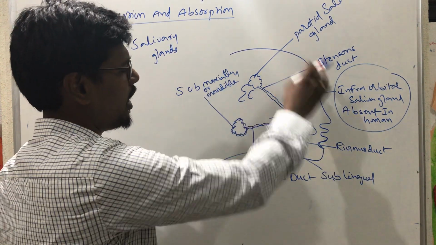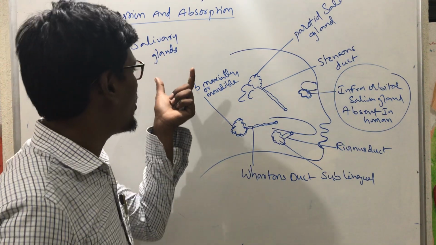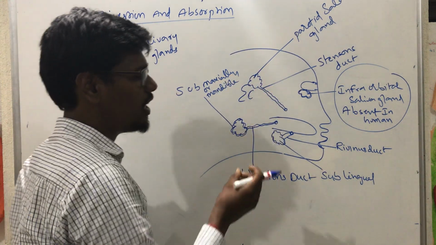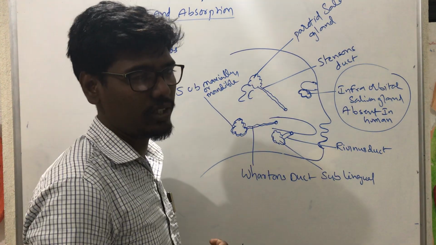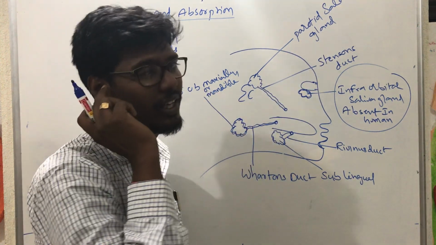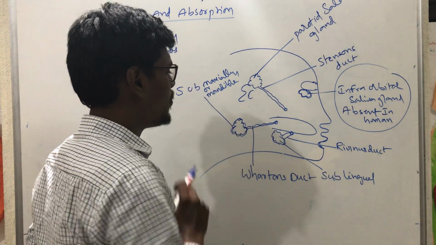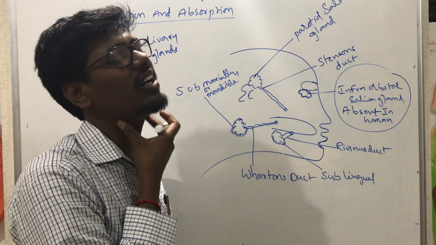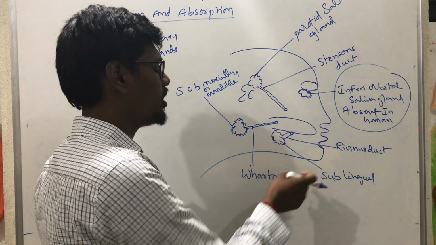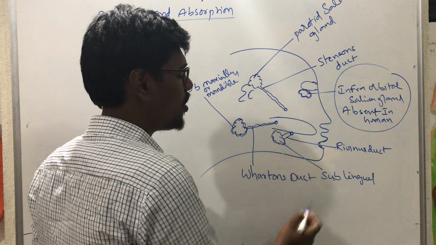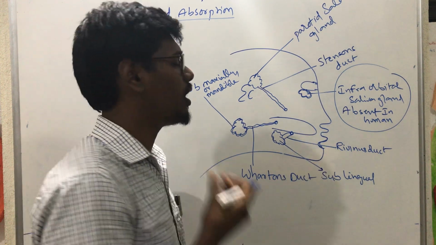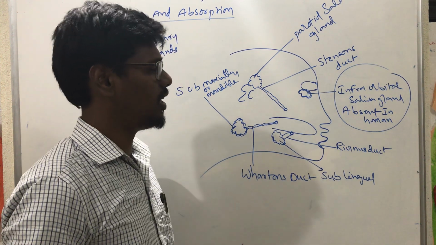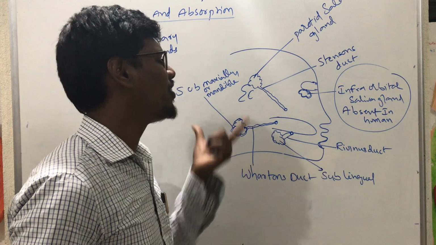Okay, this is in the mouth: the salivary glands, located in different places. The parotid gland is located in the ear pinna, and the submaxillary or mandibular gland is located in the neck region. One more gland is called sublingual, below the tongue, and its duct is the ravenous duct. So this is the location of the saliva glands.